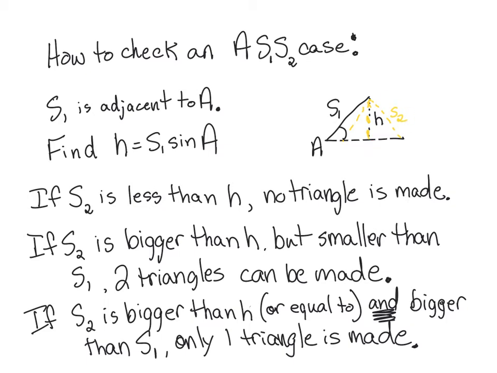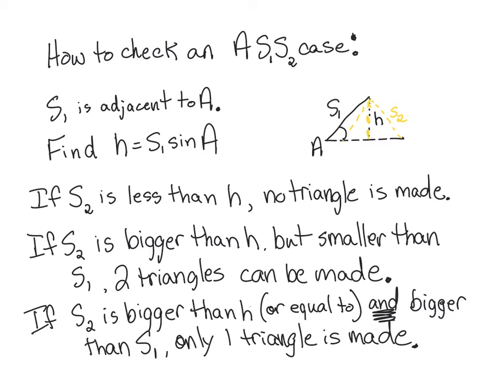If side 2 is equal to this, then you have a right triangle. If side 2 is smaller than this, then he's just dangling there. He can't reach the bottom because your angle's too wide, okay? So if side 2 is less than H, there's no triangle. If side 2 is bigger than H, but smaller than side 1, then he could lay this way or he could lay this way, okay?